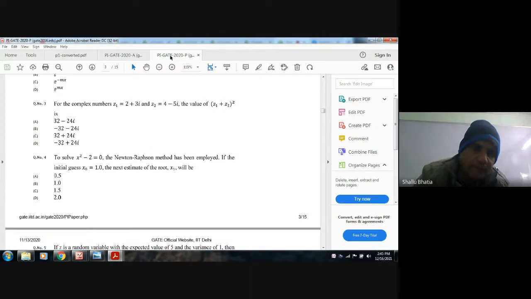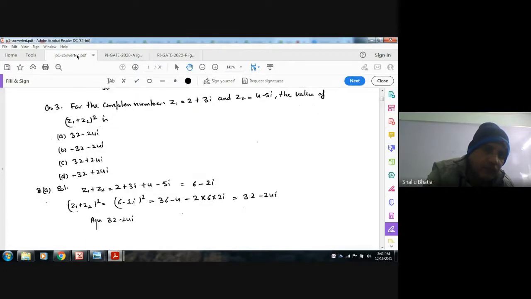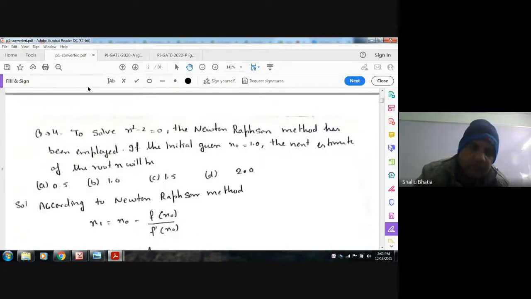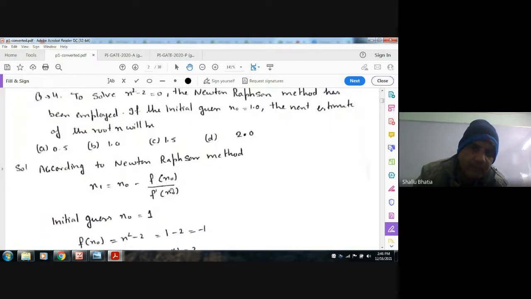To solve x² - 2 = 0, the Newton-Raphson method has been employed. If the initial guess x0 is equal to 1, the next estimate of the root x1 will be A 0.5, B 1.0, C 1.5, D 2.0. In the Newton-Raphson method, we have x1 as the next estimate and x0 as the initial guess. We have x1 = x0 - f(x0)/f'(x0).